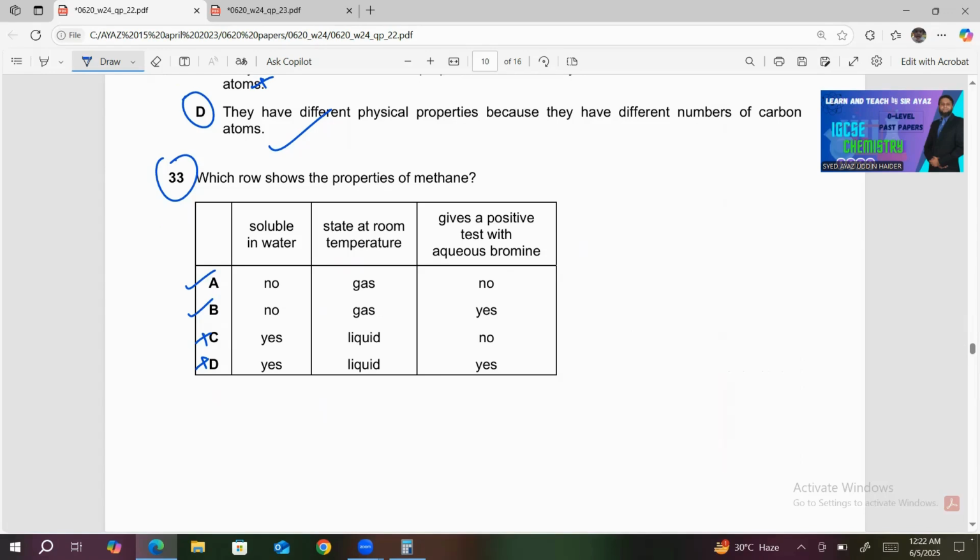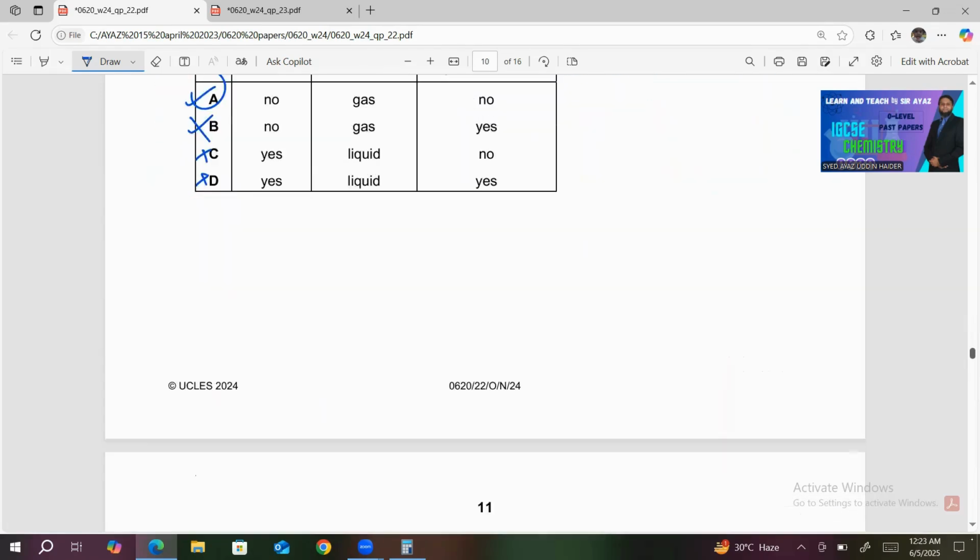What about it gives a positive test for aqueous bromine? No, it does not give a positive test with aqueous bromine because it does not contain carbon-carbon double bond. So A must be the right answer in this case. MCQ number 34.